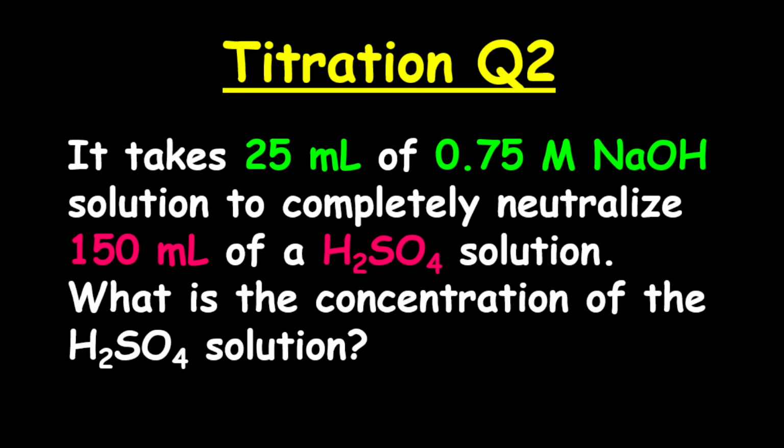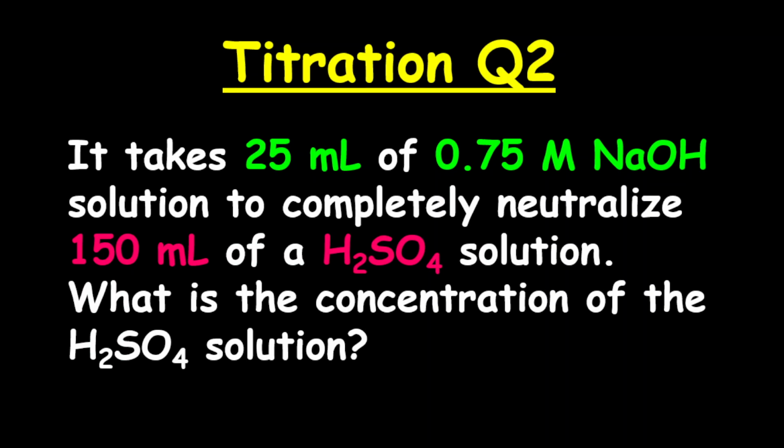Now today we're continuing with our titration questions, and we're on our second question. The question reads: it takes 25 milliliters of a 0.75 molar concentration of sodium hydroxide solution to completely neutralize 150 milliliters of a sulfuric acid solution. What is the concentration of the sulfuric acid solution?